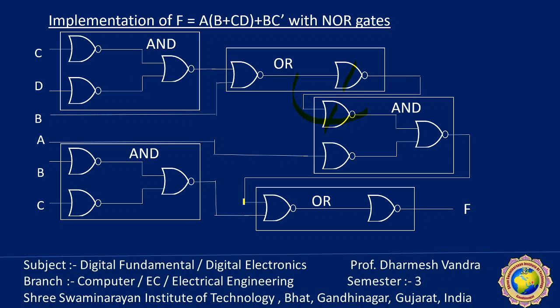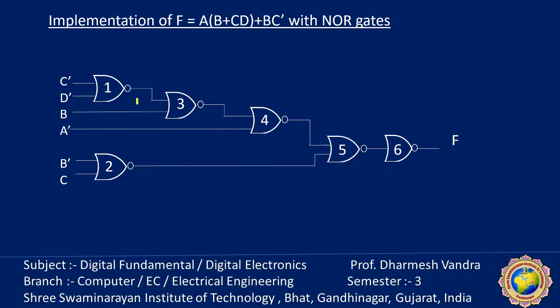Similarly here, this NOR gate. One gate is here, and for the second gate, A' can be put here, as a complement. In this way we can reduce. So 1, 2, 3, 4, 5, and 6, that many gates we can reduce by converting the complement.